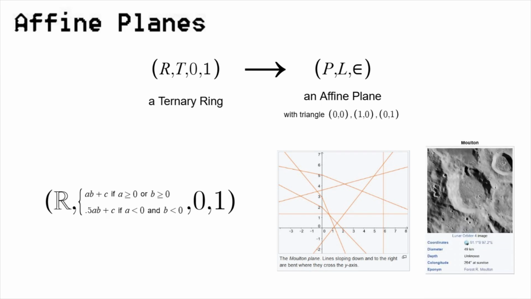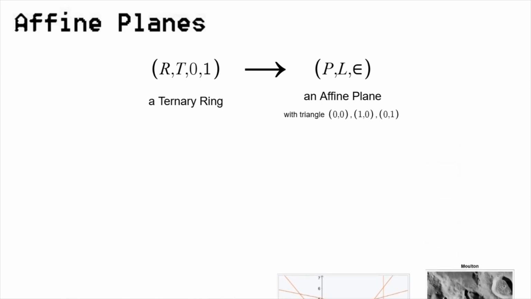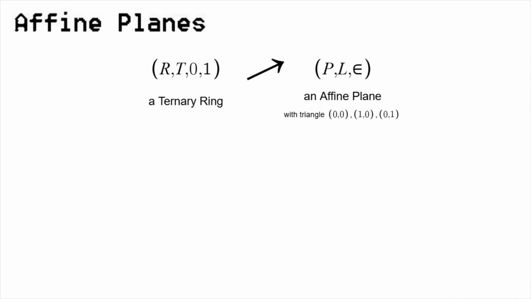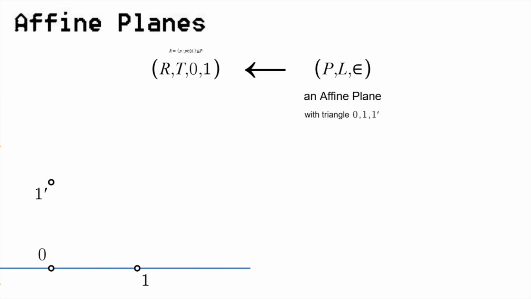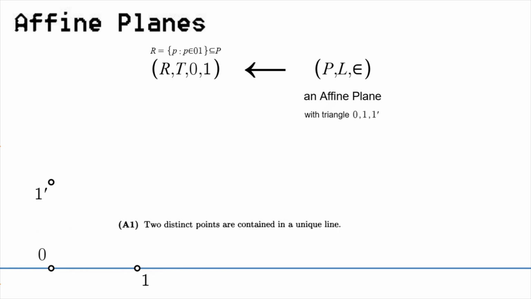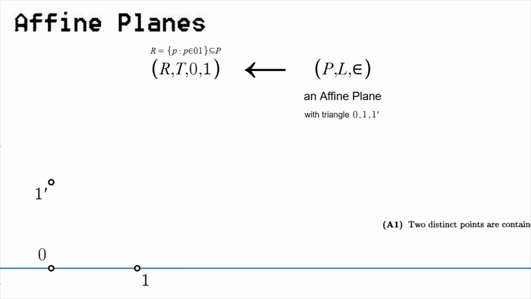In order to understand why the Sideways Moulton structure gives a PTR, it suffices to show that any triangle in any affine plane gives rise to a PTR. To see this, suppose we have an affine plane with some triangle whose vertices we suggestively call 0, 1, and 1 prime. Let R denote the set of points incident with the line 0, 1, which is uniquely specified by the first affine plane axiom.